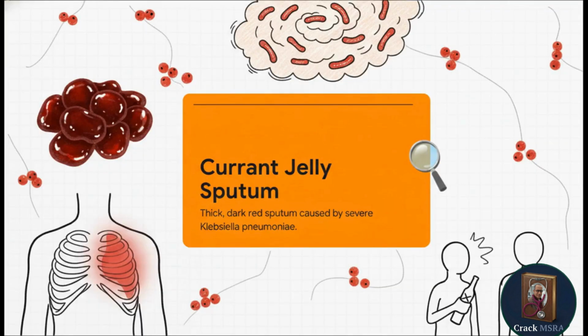Now, sputum descriptions are literally a gold mine for MSRA points. If the phrase thick, dark red gelatinous sputum, or even better, currant jelly sputum pops up in your vignette, you're dealing with a severe necrotizing pneumonia caused by Klebsiella pneumoniae. And here's the kicker. You'll almost always see this paired with two very specific patient profiles, either patients with excess alcohol intake or patients with diabetes mellitus, particularly when the upper lobes are involved.